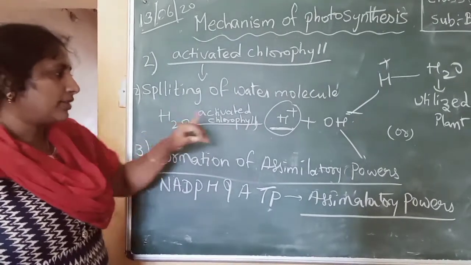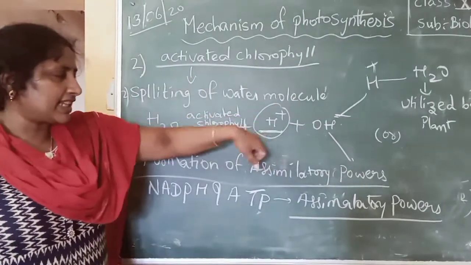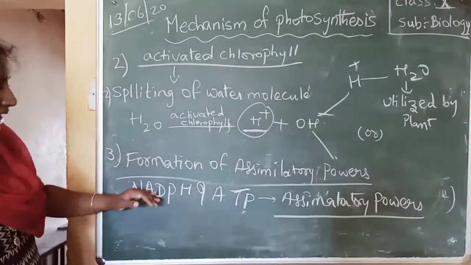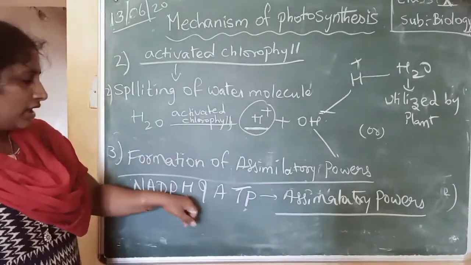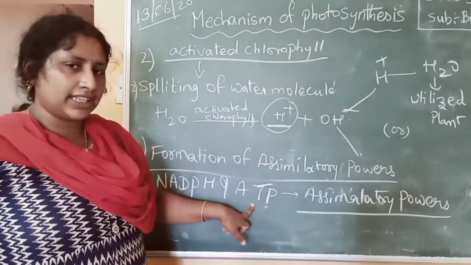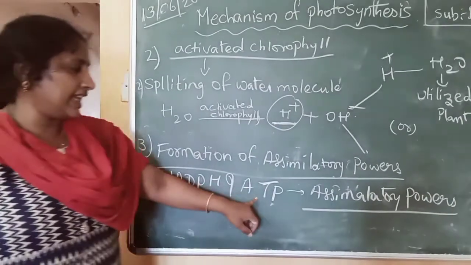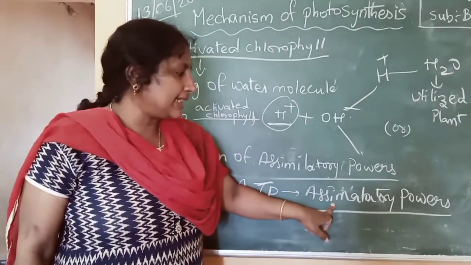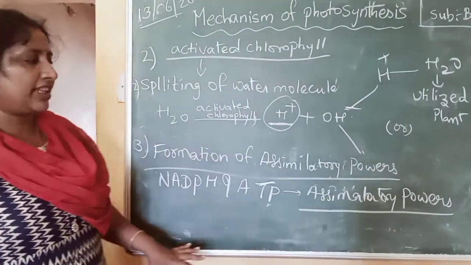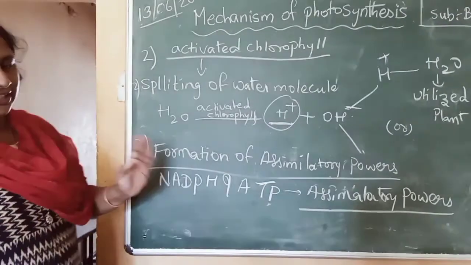It splits the water molecule into H plus and OH minus ions. The H plus ions are taken by the NADP to form NADPH. During formation of NADPH, ATP is also formed in the cell. So these two which are formed, NADPH and ATP, are called assimilatory powers. These are the raw materials for the second phase of reaction, the light independent reaction. So this is about the first step.